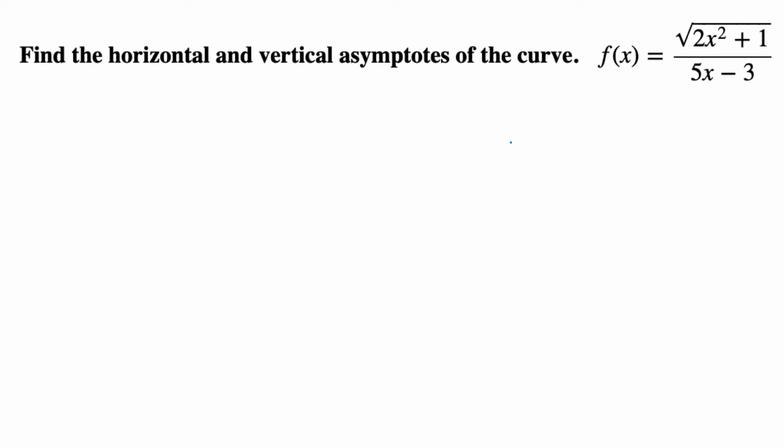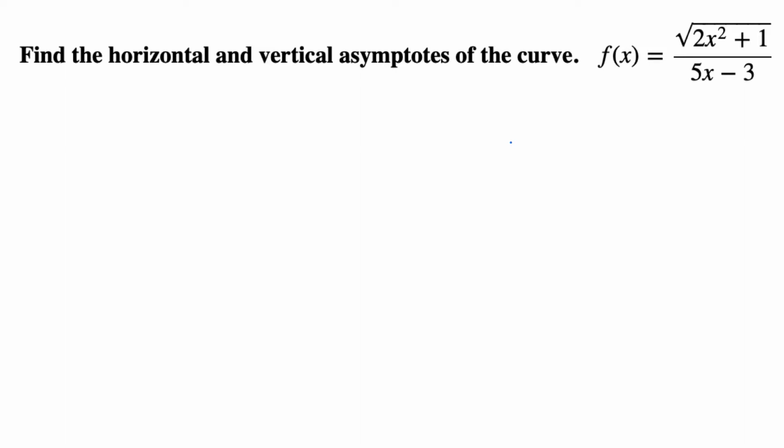Find the horizontal and vertical asymptotes of the curve f(x) = square root of (2x squared plus 1) over (5x minus 3). For horizontal asymptotes, we need to find the limit of this function when x approaches positive infinity and when x approaches negative infinity. So we'll get two horizontal asymptotes. Okay, let's do that.